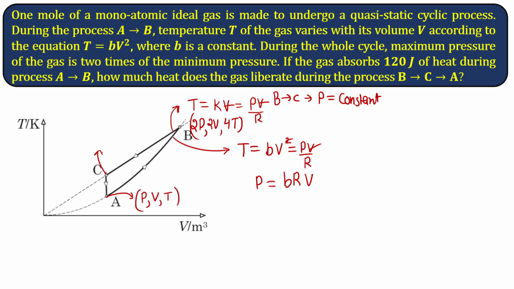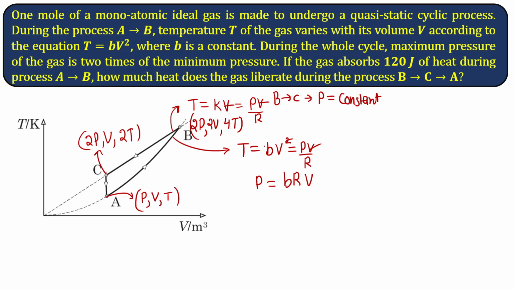Now the same thing can be written for C. We can determine the value of volume very easily because AC is an isochoric process. So volume becomes V. Also BC was isobaric, so pressure will remain the same as pressure at point B, that is 2P, and temperature will again be 2T by the same logic that pressure into volume by temperature must remain PV by T. So here the temperature is 2T.